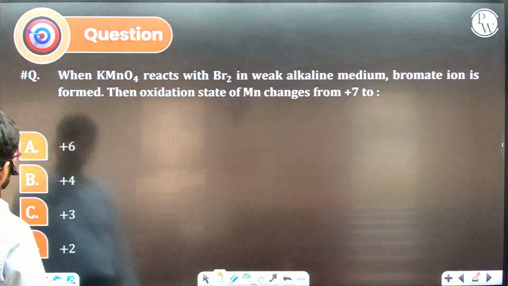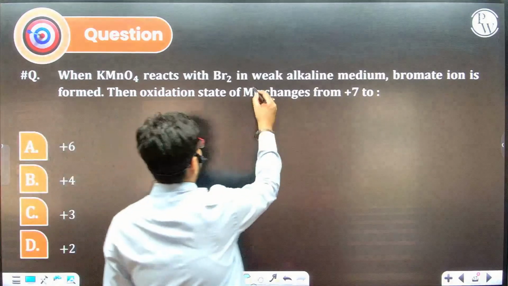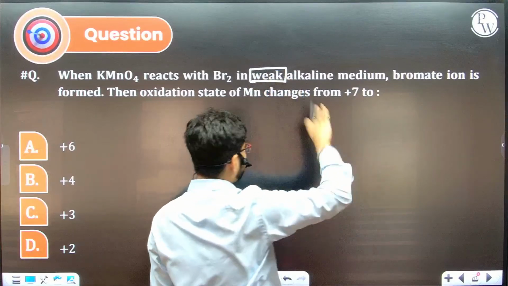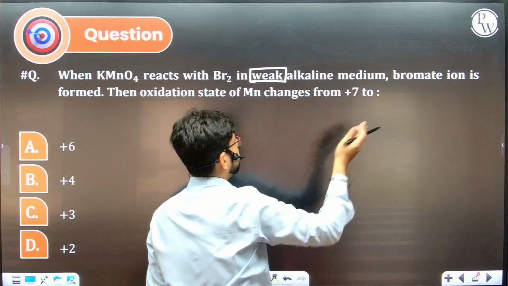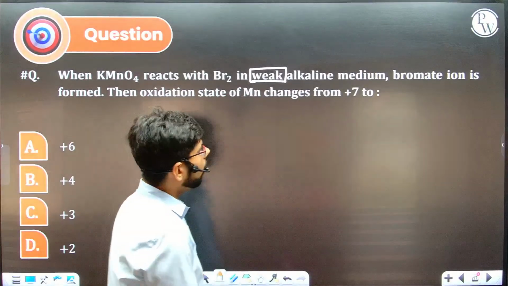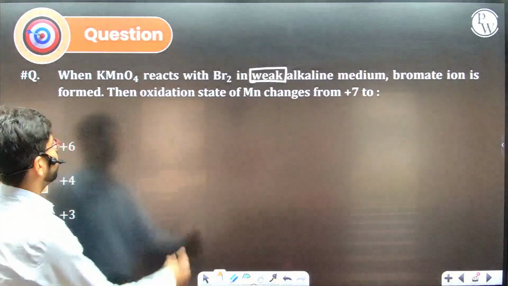Next one. When KMnO4 reacts with bromine in weak alkaline medium, this is the important term, weak. That means mildly alkaline. It's not a very strongly basic solution. It is mildly alkaline, so weak alkaline solution. Bromate ion is formed, then oxidation state of manganese changes from +7 to.